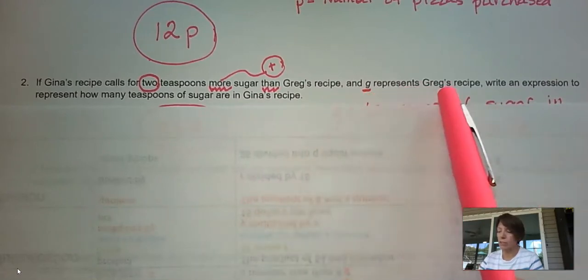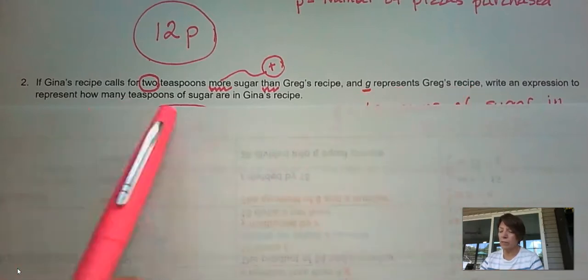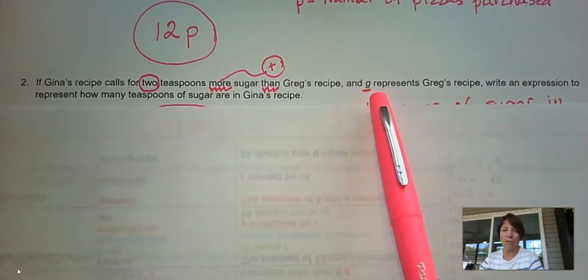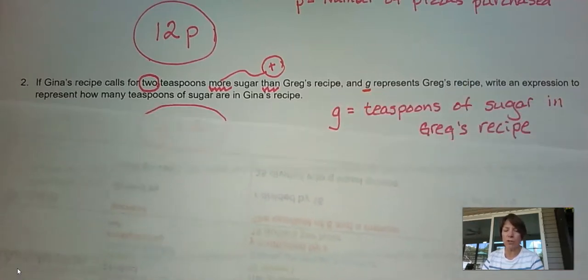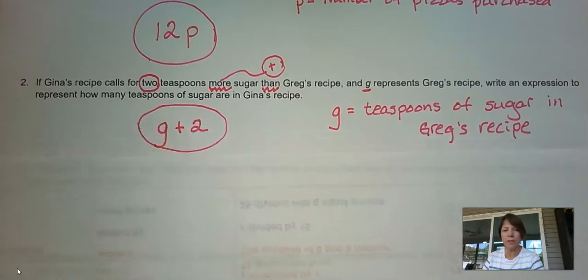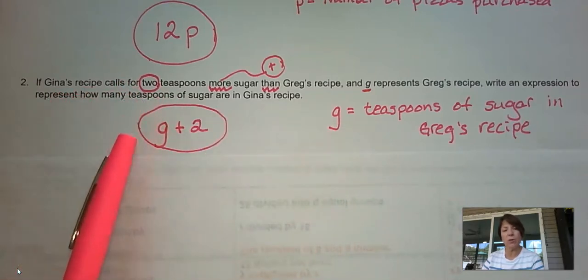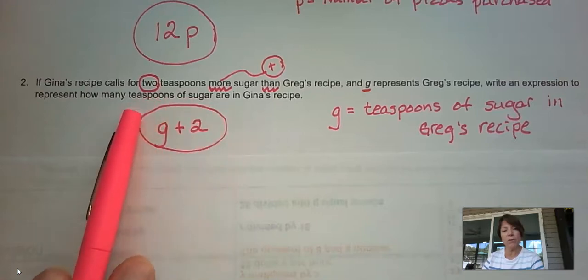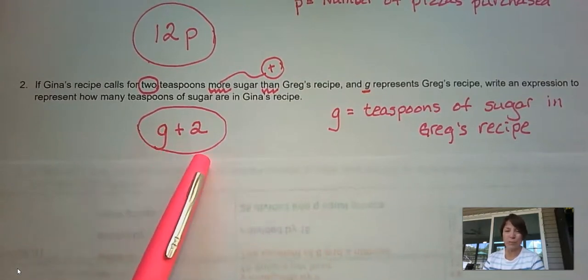It says that G represents Greg's recipe, but that's really not enough for us right now. We need to know what it represents about Greg's recipe, and if we read this problem carefully, we'll see that it's the number of teaspoons of sugar in Greg's recipe. So G is the teaspoons of sugar that we find in Greg's recipe. So if we take the number of teaspoons of sugar in Greg's recipe, and if we add 2 to that, because Gina's recipe is 2 more, we'll have an expression that will tell us how many teaspoons of sugar are in Gina's recipe if we knew how many were in Greg's. The best we can do is G plus 2.